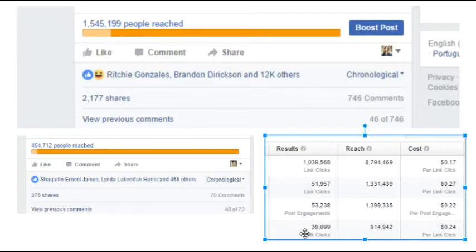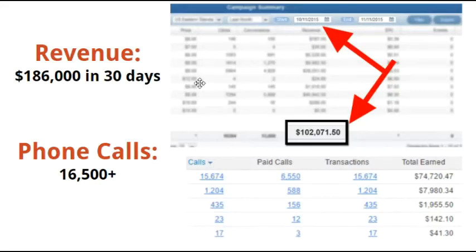And then link clicks, again, another link click campaign. These two link click ones were just different angles that we were running on this campaign. So let's go over how much we were making. In 30 days, we grossed $186,000 in revenue. And this was a pay-per-call campaign.